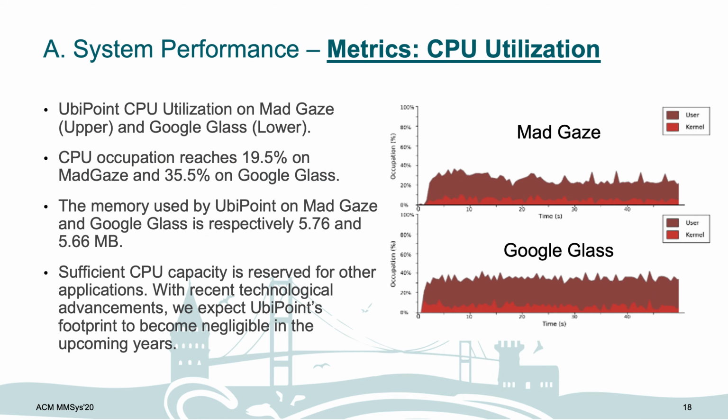And for CPU utilization, the upper one is Mac Gaze and the lower one is Google Glass. CPU occupation reached 19.5% on Mac Gaze and 35% on Google Glass. And regarding the memory use, Mac Gaze and Google Glass reported around 5 to 6 megabytes. And also, we have sufficient CPU capacity, from the perspective of CPU and memory, reserved for other applications. So we can say UbiPoint is lightweight.